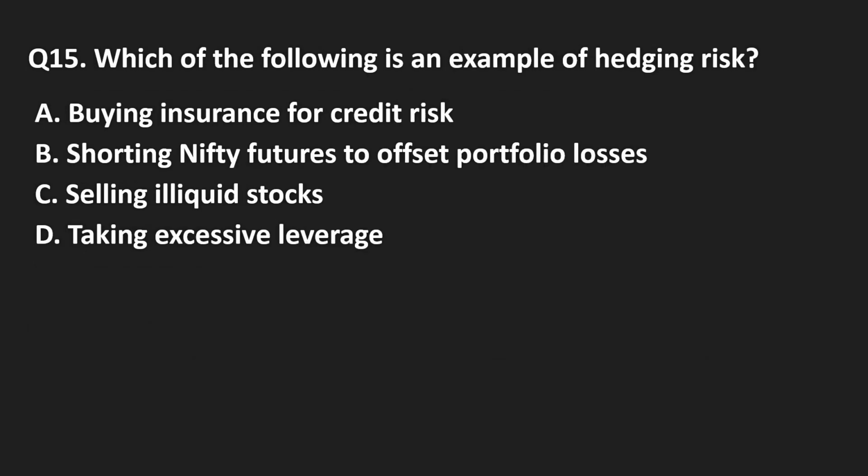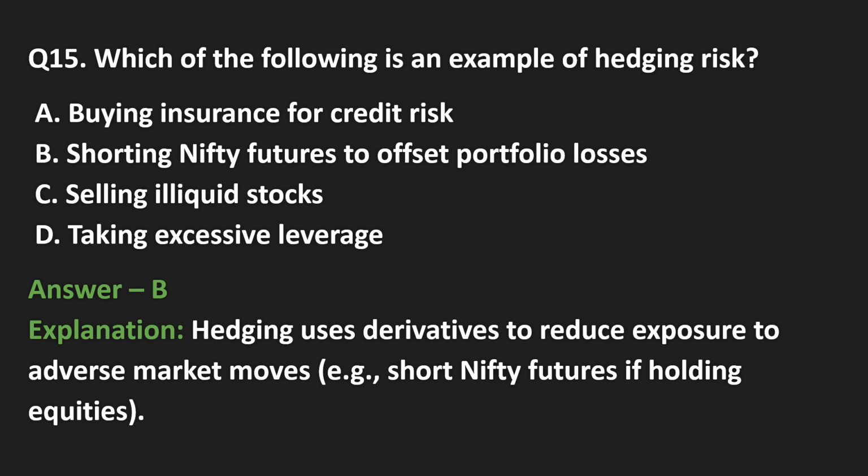Next question. Which of the following is an example of hedging risk? Option A, buying insurance for credit risk. Option B, shorting Nifty futures to offset portfolio losses. Option C, selling illiquid stocks. And option D, taking excessive leverage. Correct answer is option B, shorting Nifty futures to offset portfolio losses. Hedging uses derivatives to reduce exposure to adverse market moves.